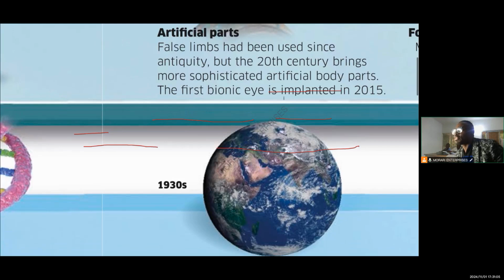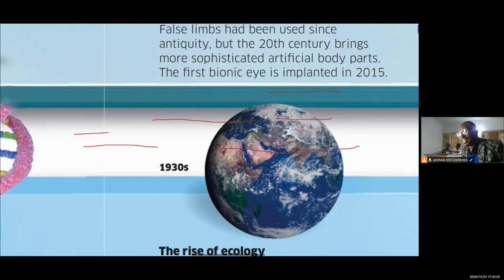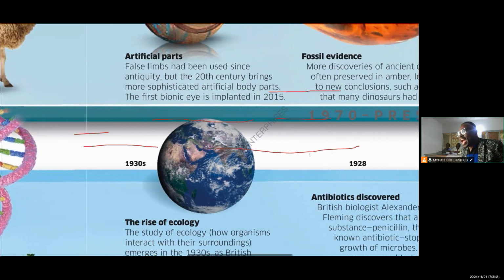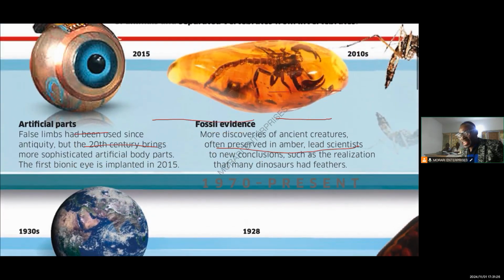So we can make more in the 21st century. We have more sophisticated artificial body parts. And the first bionic, bio means what? Life. The first bionic eye was implanted in 2015. Interesting. So it's an eye that we make from machines, like this one.